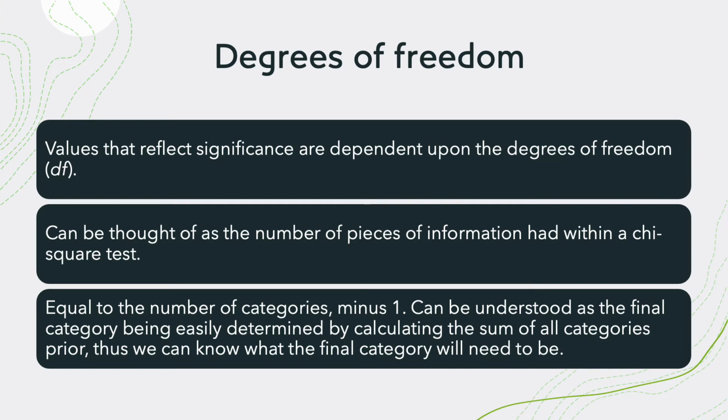Degrees of freedom. Values that reflect significance are dependent upon the degrees of freedom. Can be thought of as the number of pieces of information had within a chi-square test. This can be equal to the number of categories minus 1. The way I understood this was the final category being easily determined by calculating the sum of all categories prior, and that way we would know what the final category would need to be.